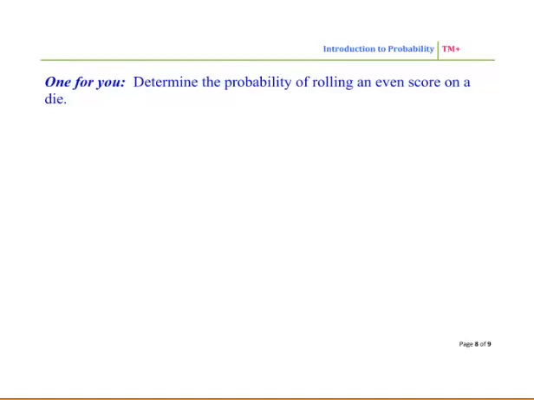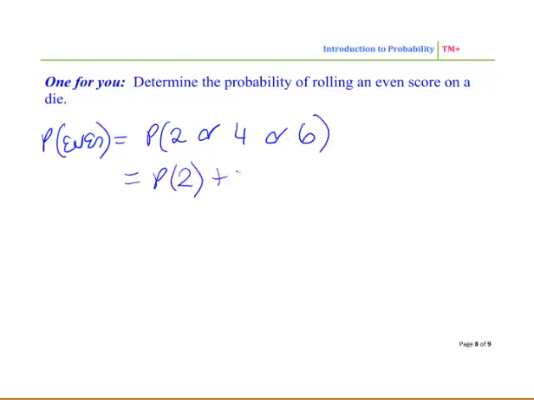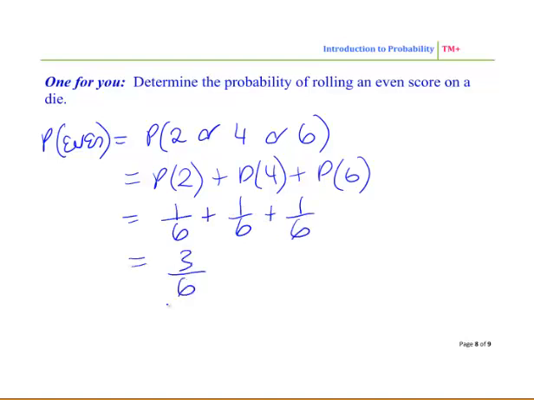One for you to do, so pause the video and have a go. Determine the probability of rolling an even score on a die. Okay, so have a go yourself. So you might just realise how many evens you've got, or you can just think the probability of even is going to be the probability of a 2 or a 4 or a 6. So the probability of 2 plus the probability of 4 plus the probability of 6. I probably wouldn't bother doing it this way, but so 1 in 6 plus 1 in 6 plus 1 in 6, which is 3 over 6, which is 1/2. You could have just realised, well, half the numbers are even.